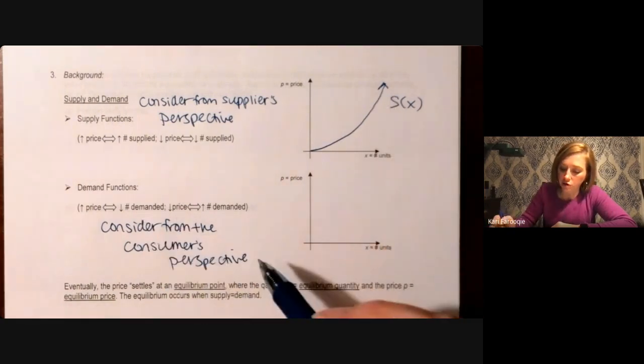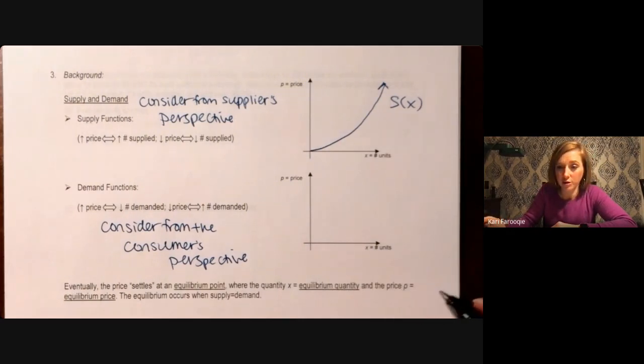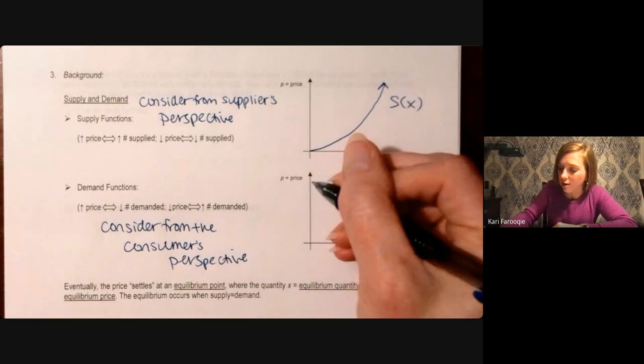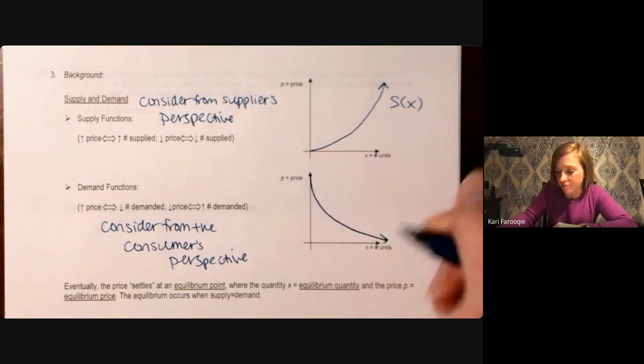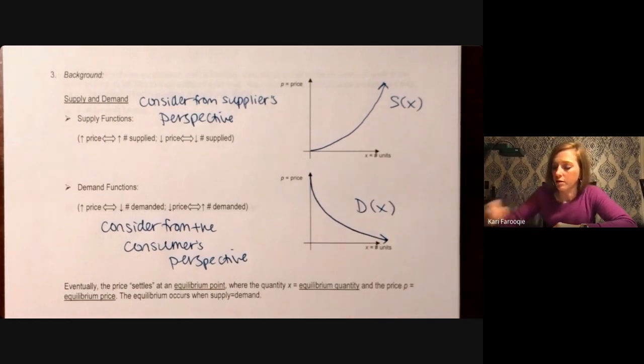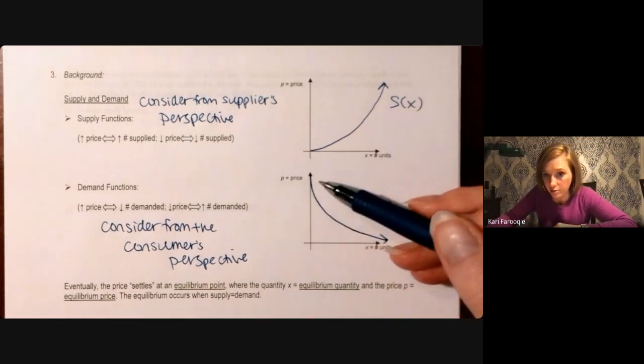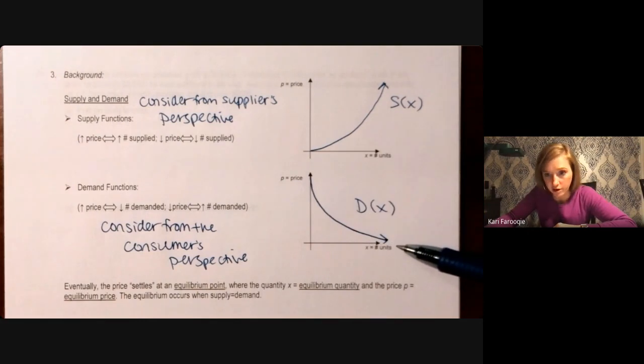Now for the demand function, and I think maybe the demand function is a little bit easier for everyone to understand because we have a lot of experience being consumers, whereas most of us don't have experience being suppliers. It's going to do the opposite. So as the price goes down, the demand goes up. It makes sense. Maybe there was something you wanted to buy, but it was too expensive. Well, now the price goes down and everybody wants it because now it's more affordable, more attainable. Whereas if there was something you wanted and now it's a lot more expensive, you're much less likely to buy that item because either you can't afford it or maybe it's not worth it to you.